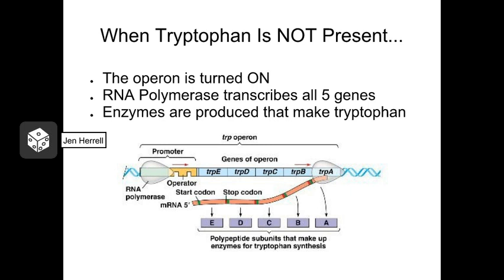Here's what it might look like if tryptophan is not present and the tryptophan operon is turned on. RNA polymerase is going to grab onto the promoter of this operon. It's going to be transcribing these 5 genes. Here's the little mRNA transcript feeding out of the back of RNA polymerase, and it's going to be producing these 5 gene products.